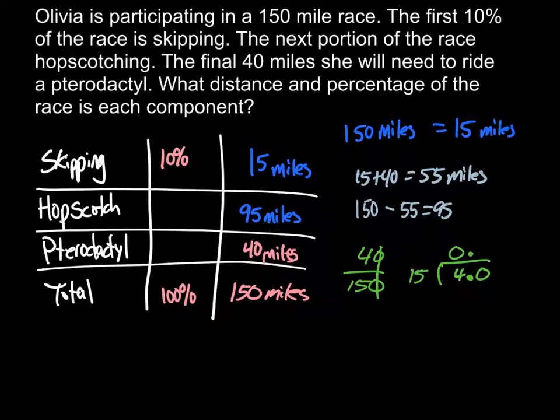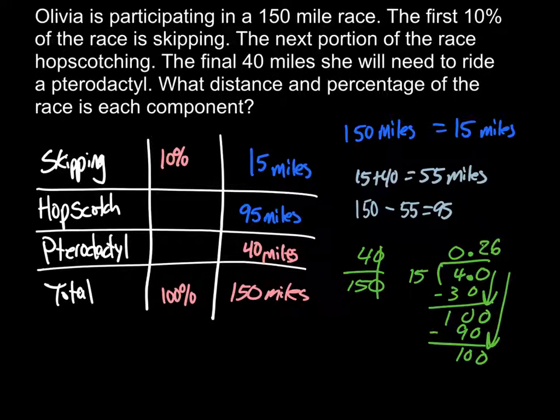15 goes into 4 0 times, but it goes into 40 twice, which gives us 30. And carry everything down, goes into 100. From there, it will go in 6 times, which will give us 90. And then we go back to our 100, and this would keep going on forever. So what we're going to do here is we're going to round this to 27%.